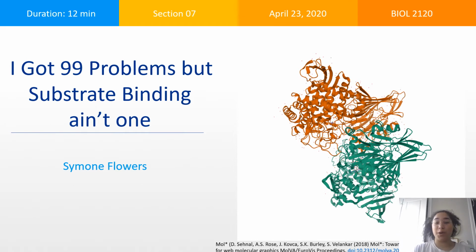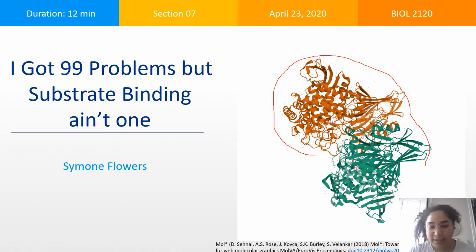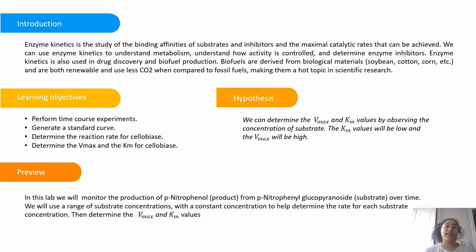On the first slide, I have a picture of what an enzyme looks like, and the two different colors are basically the two different ribosomal units. As you can see, there are these beautiful little alpha helices and beta sheets. I just wanted to give you a structure of what it would look like. So basically, what is enzyme kinetics?